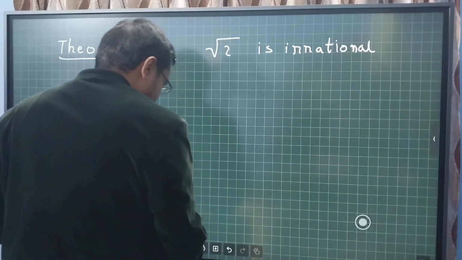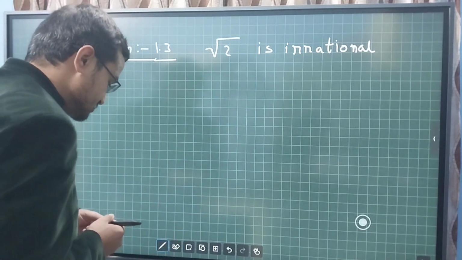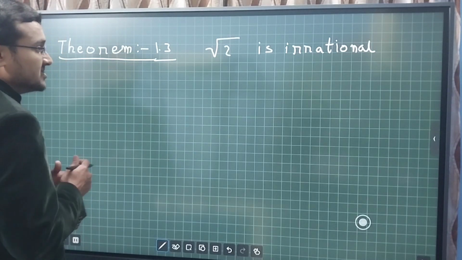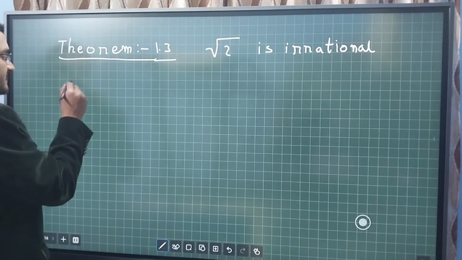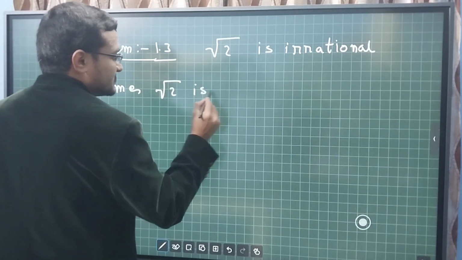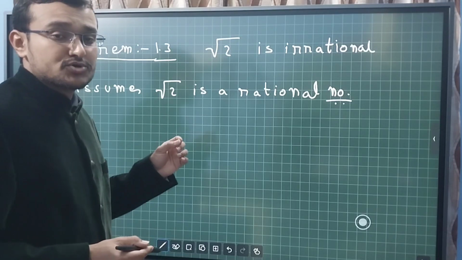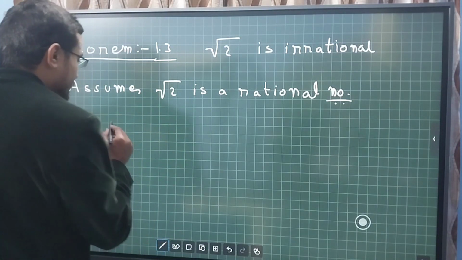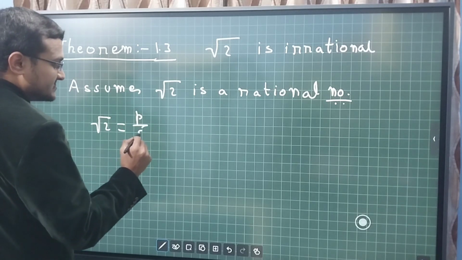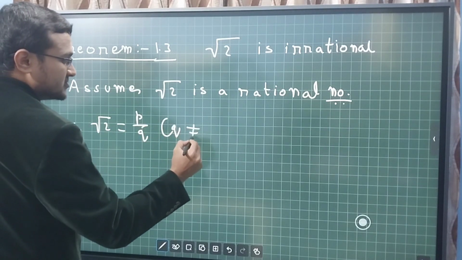I am just explaining what irrational numbers are in order to understand this question. So now we have to prove that root 2 is an irrational number. First we will assume that root 2 is a rational number. Here root 2 can be expressed in the form of P by Q, where Q is not equal to 0.